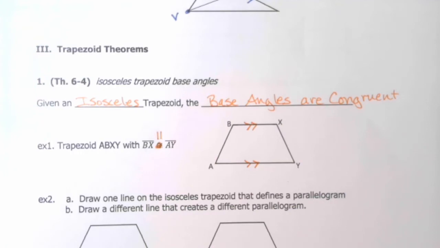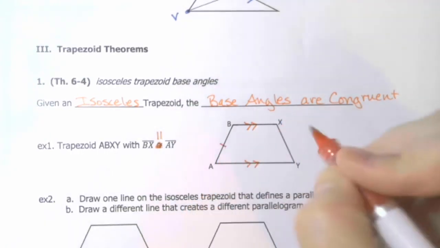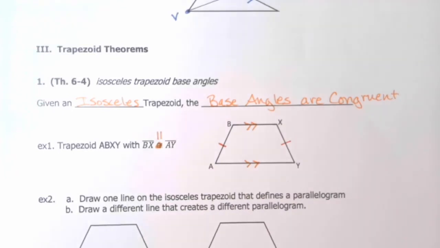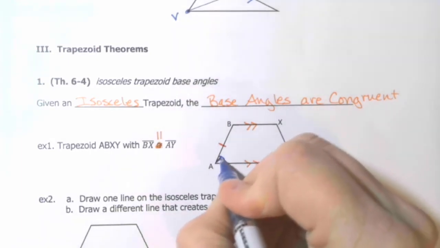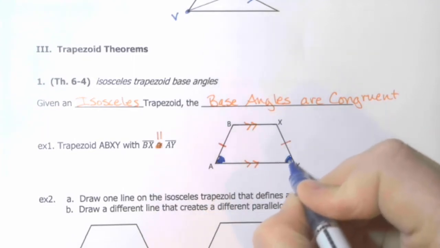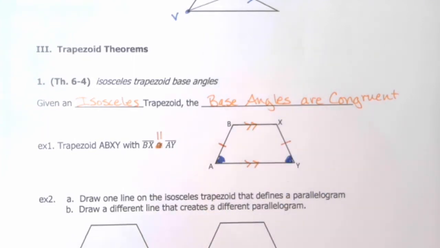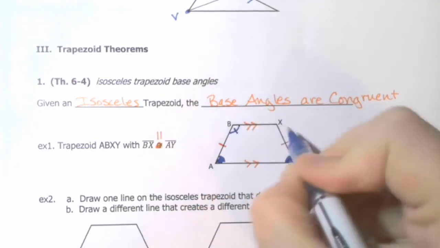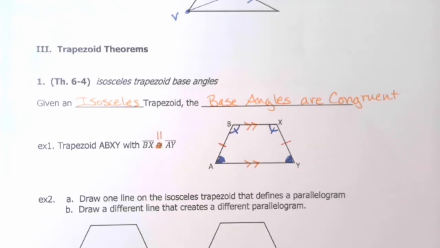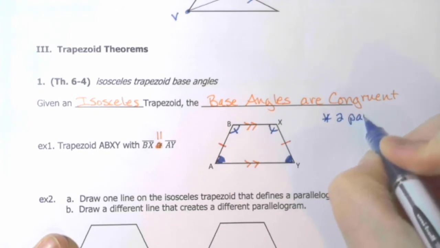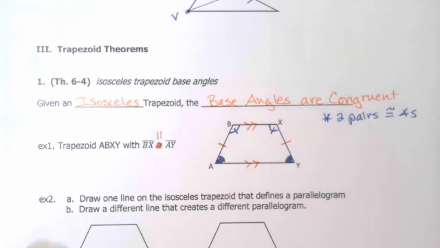And because this is an isosceles trapezoid, your legs are going to be the same. And this theorem, though, says that the base angles are congruent. Well, you actually have two pairs of base angles. You've got base angle A and Y. Those two are congruent to each other. And then you've got another pair of base angles, B and X, that are congruent to each other. So it really is two pairs of congruent angles.